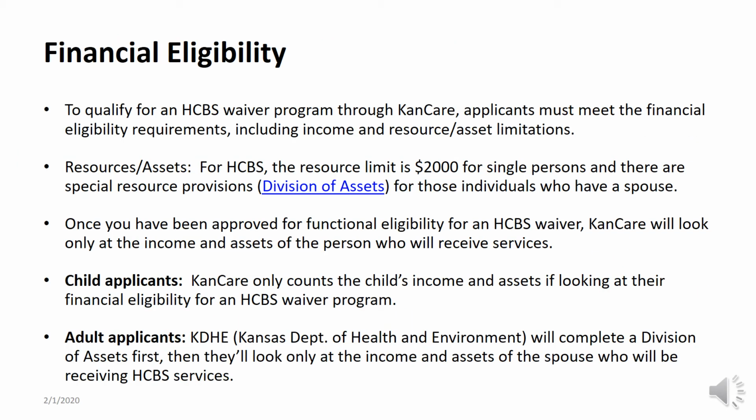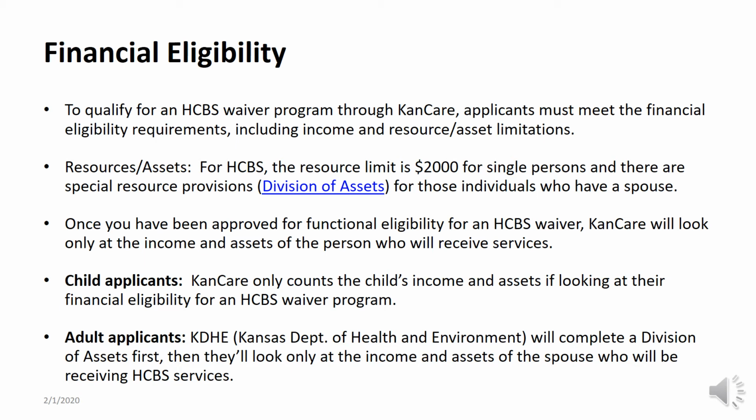Financial eligibility for the HCBS waiver. To qualify for an HCBS waiver program through KanCare, applicants must meet the financial eligibility requirements, including income and resource asset limitations. Those limits are $2,000 for single individuals, and there are special resource provisions, which is a division of assets, for those individuals who have a spouse. Once you have been approved for functional eligibility for an HCBS waiver, KanCare will look only at the income and assets of the person who's going to be receiving services.